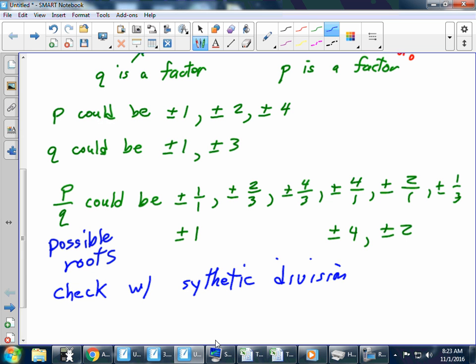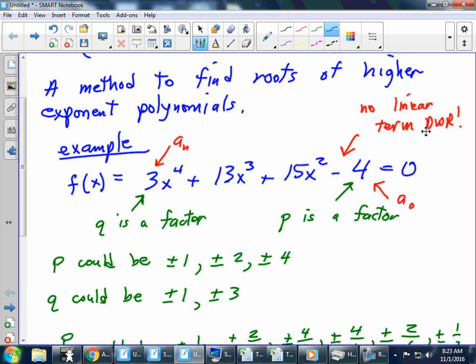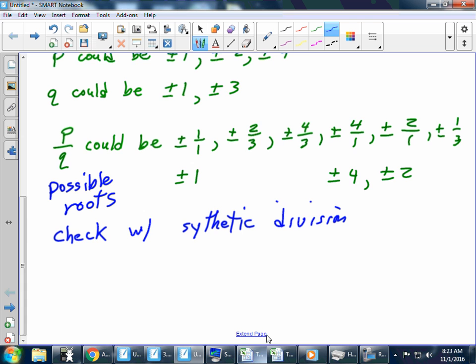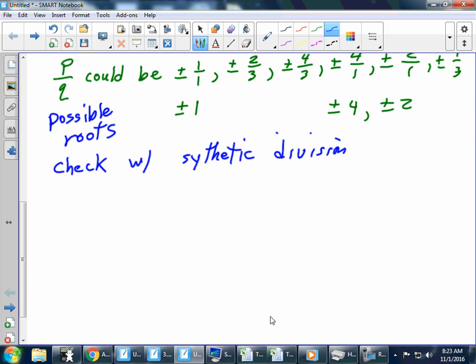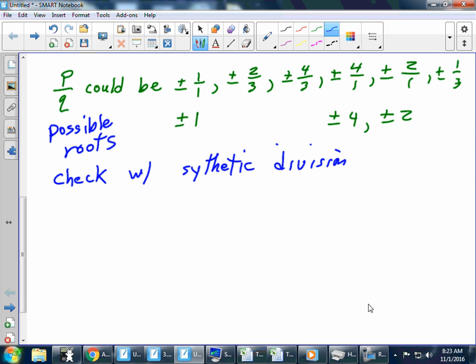Right, man. Remember when we said Danger Will Robinson up here? Now's the time we have to pay attention. Tell me what goes with my synthetic division. I'll go right there so we have room. So now I have 3, 13, 15, 0, and negative 4.